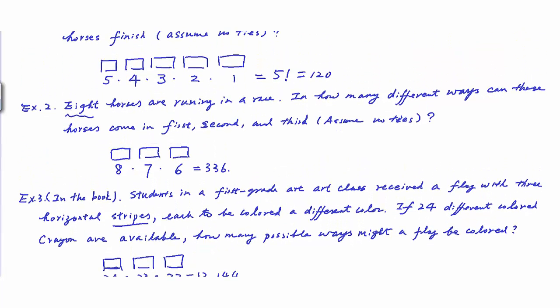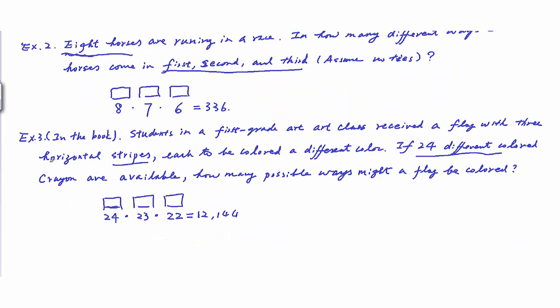In our daily life, there are many examples like this. And in these examples, there are some common things we can observe. One, we have 8 horses. These are distinct objects. And here we have 24 different colors. So these are distinct objects. And then like this one, we talk about 3 different things to finish, so 3 categories or 3 things to do. And here the same, we have 3 different stripes to complete, to color.